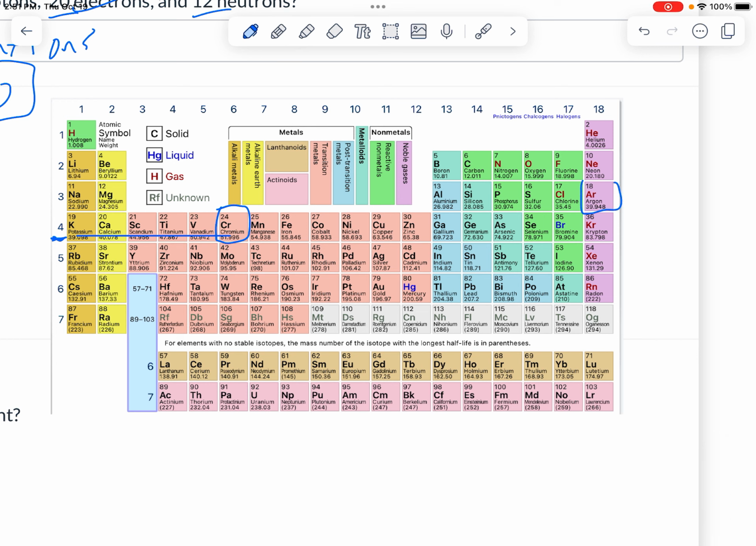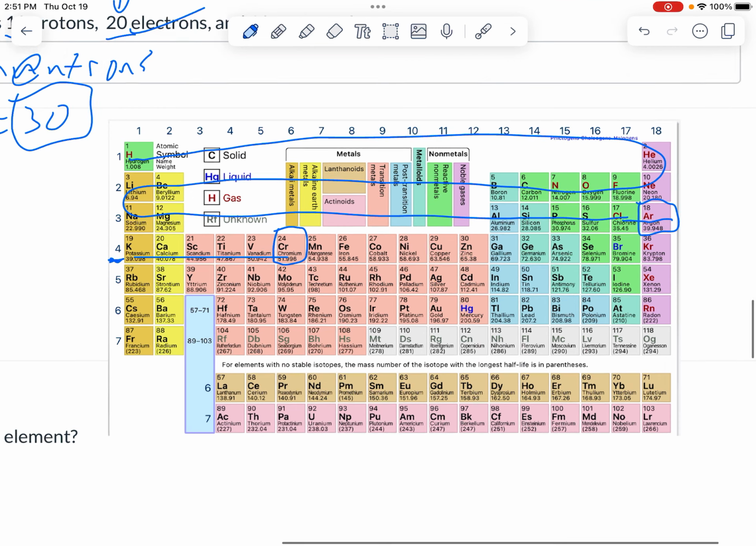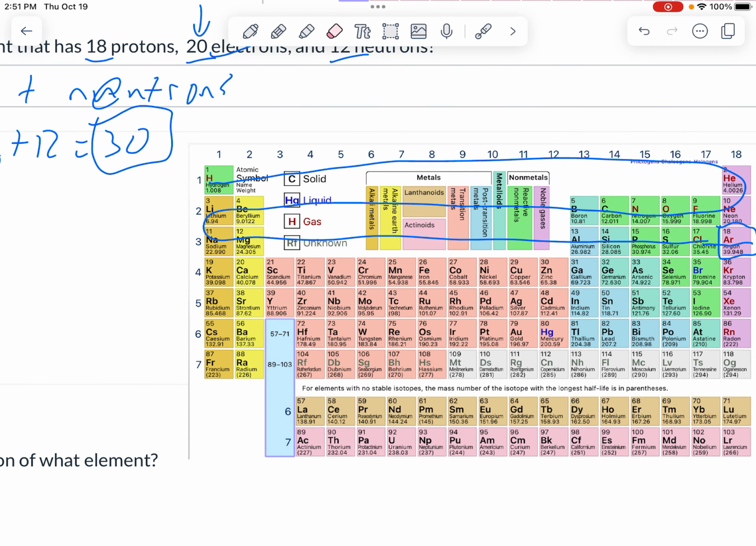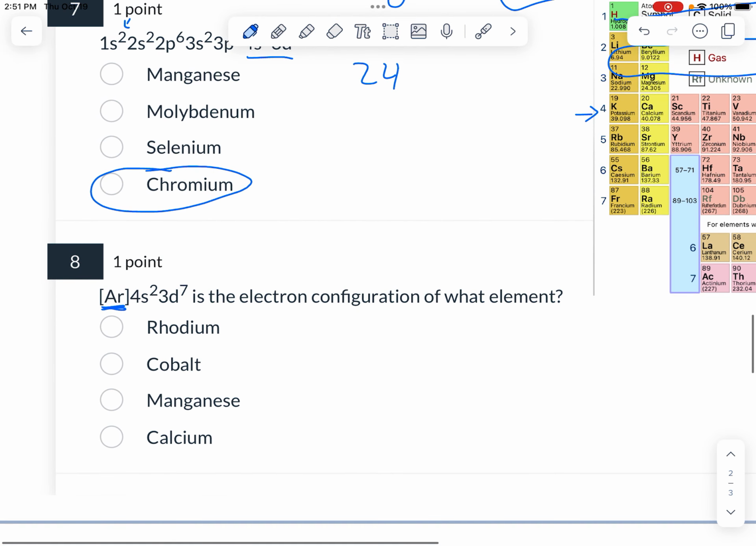Here's argon right here, so that's our starting point. Remember, that shorthand notation means that all of these electrons before argon are being accounted for, including argon. So we only need to keep track of the new electrons being added in this row, right? So we have 4s2 and 3d7.